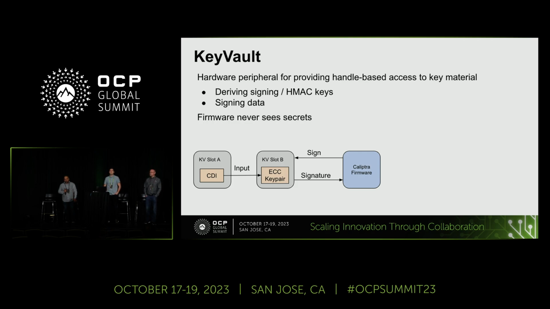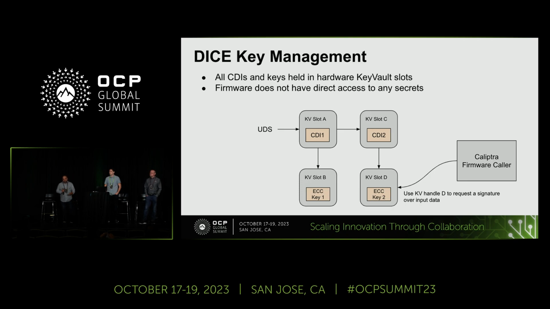There's a hardware key vault, and it's responsible for storing all the keys, as well as any cryptographic sensitive data like CDIs as well as HMACs. And the idea is the firmware never gets access to the secrets. So firmware can drive the engines, but never look at the keys. We can also manage the DICE through the same key vaults, right? So each key goes into different slots, like CDIs as well as the ECC keys for signing certificates. Right, so this explains the firmware can access it via handles, but has no access to the secrets directly.